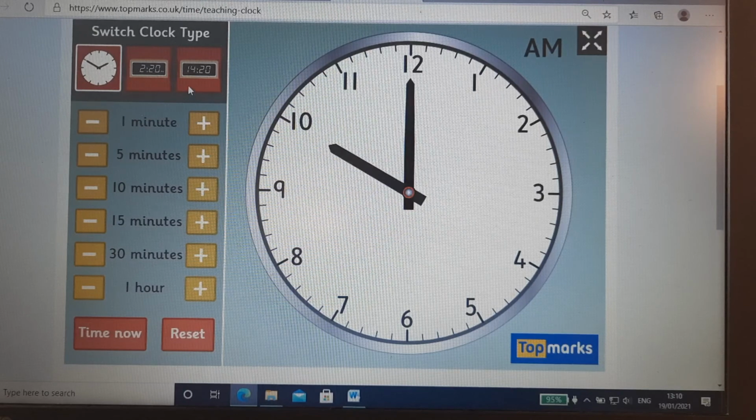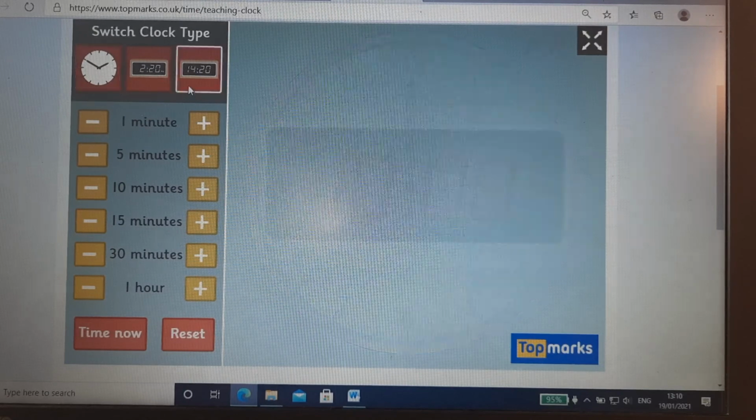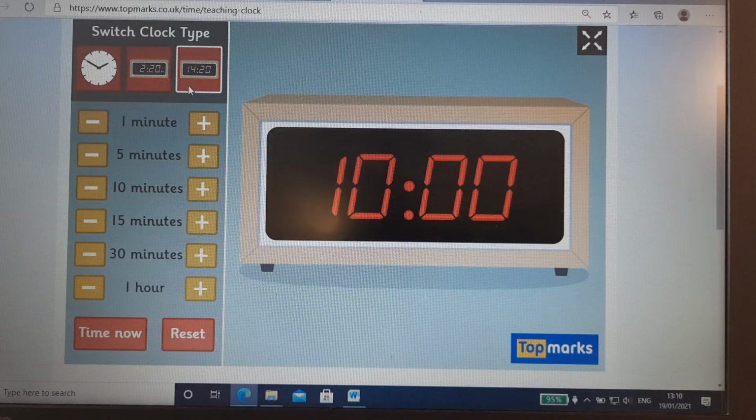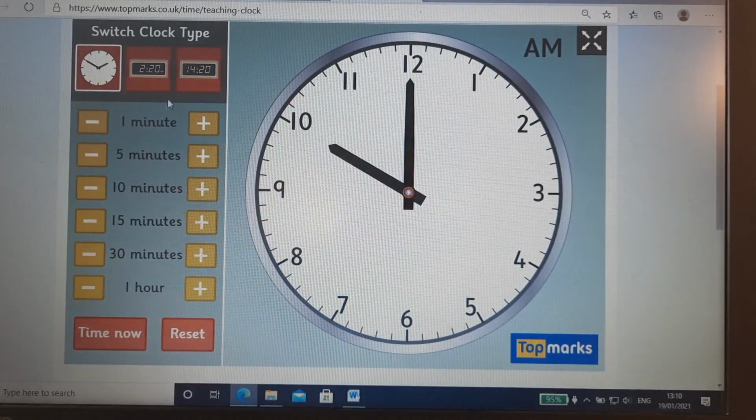Okay, and let's have a look to see what it looks like as 24 hours clock. And we should be looking at 10 o'clock. Quite simply, 10.00, 10th hour of the day. Now, let's have a look and see what happens when we get into single figures.